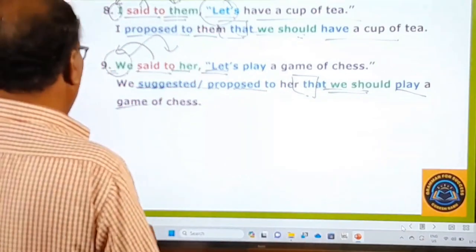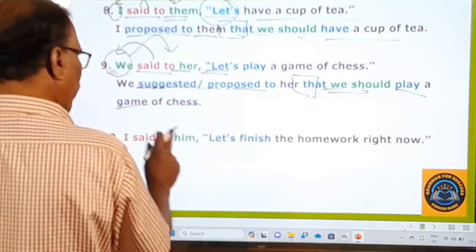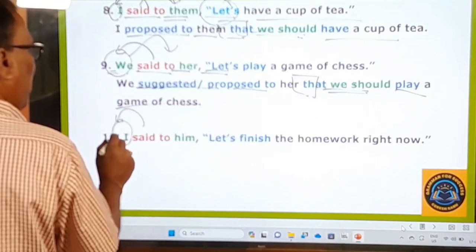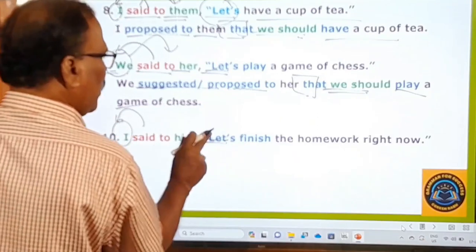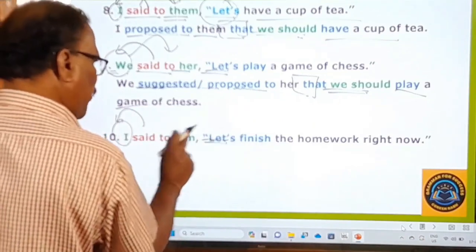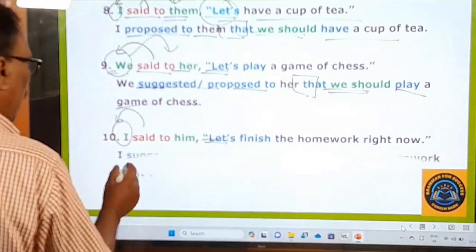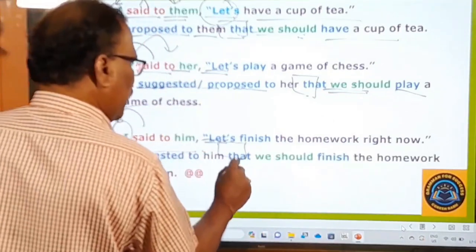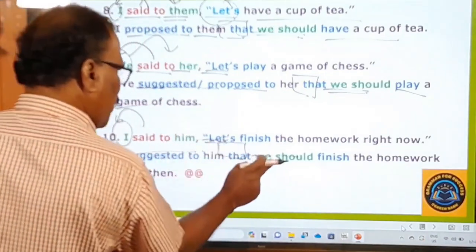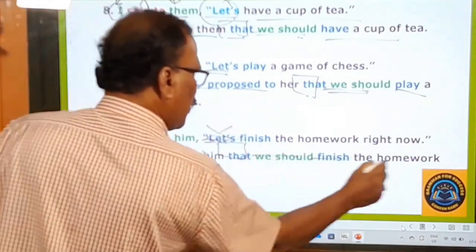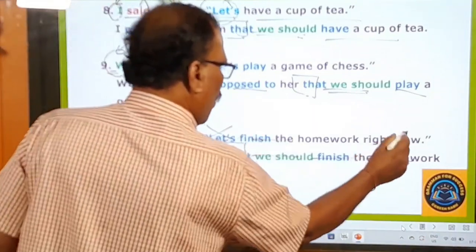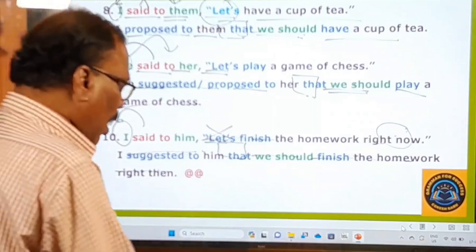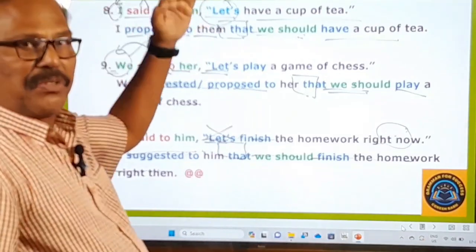Okay, the last example here is I said to him. In this example, the subject of the reporting verb is I, first person singular. Then automatically let us should be turned into we should. I said to him, let us finish the homework right now. Then I suggested to him or proposed to him, whatever you can say, and then the connecting word that, we should, because there is I, that's why we should. So let us is gone. Finish the homework right then. Now is turned into then. Other words should be written as they are. This is how you have to change the direct speech into indirect speech.